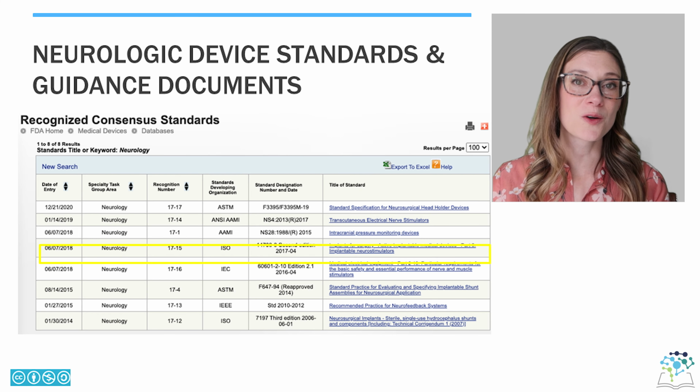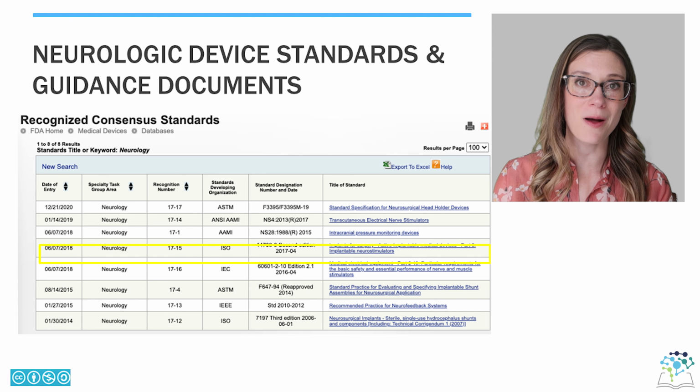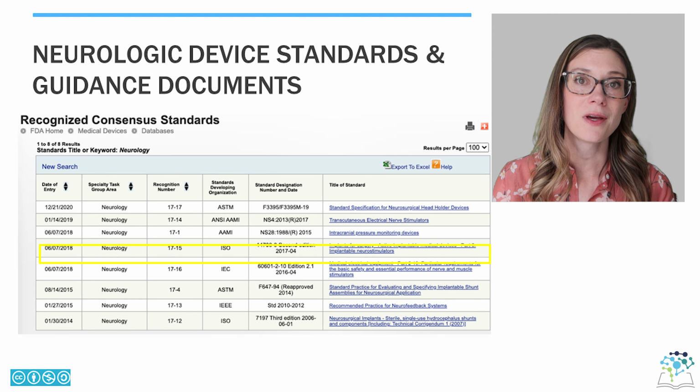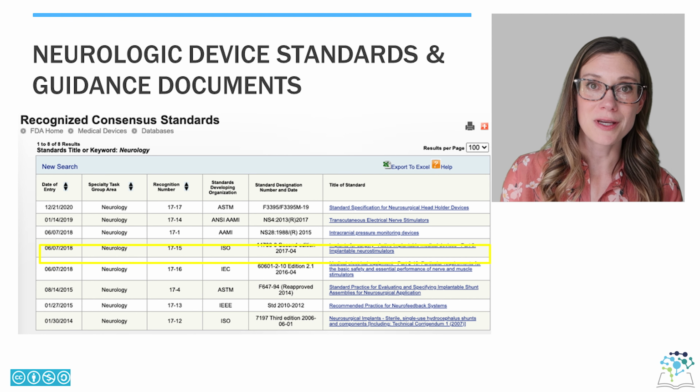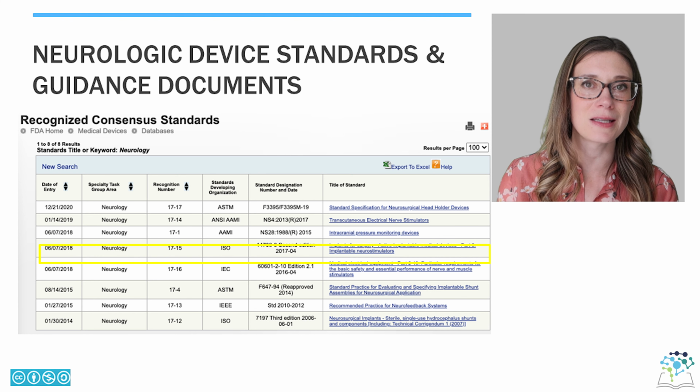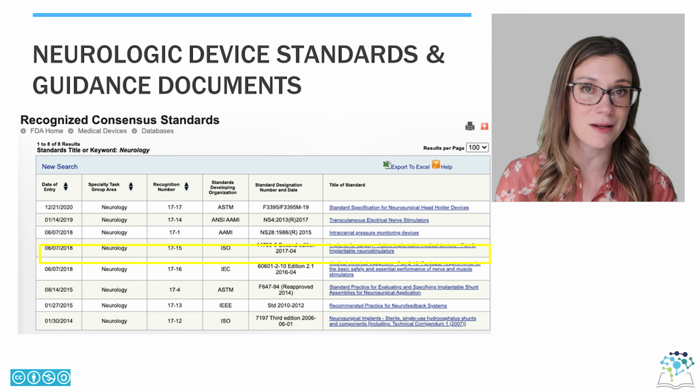So first, we'll consider what kind of information you can learn from standards documents. We talked about the ISO 10993 for biocompatibility, but there are other standards documents that may be applicable to your specific device technology. What I'm showing you here is a snapshot of the FDA Recognized Consensus Standards database. This database lists all of the standards that FDA has chosen to recognize. So these are the ones that could be applicable to your device technology.